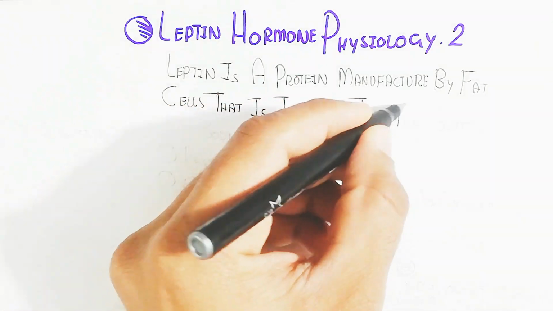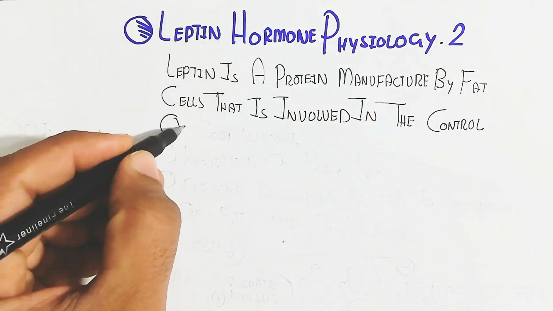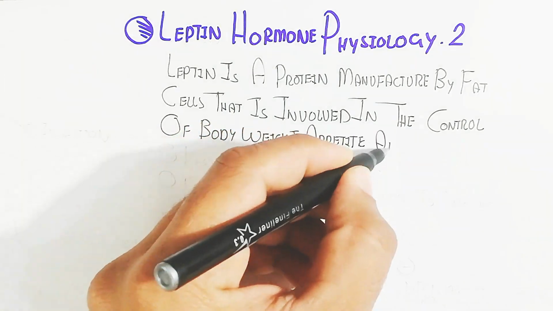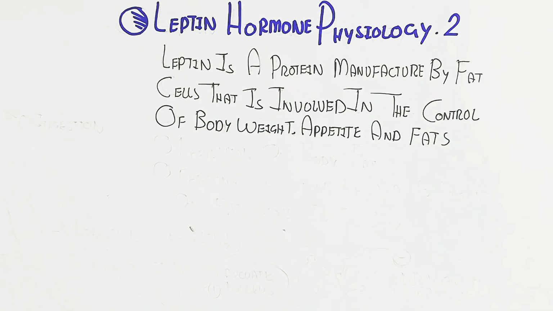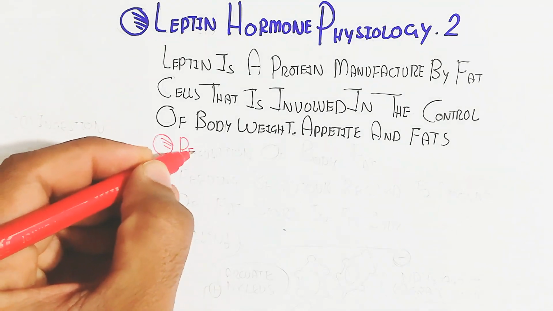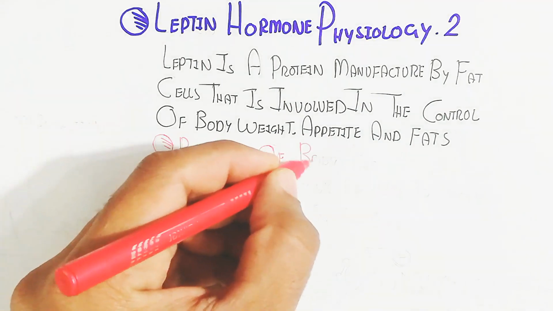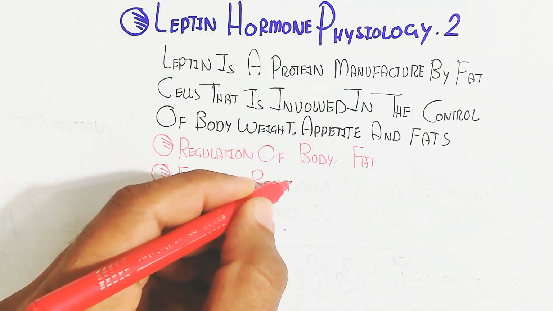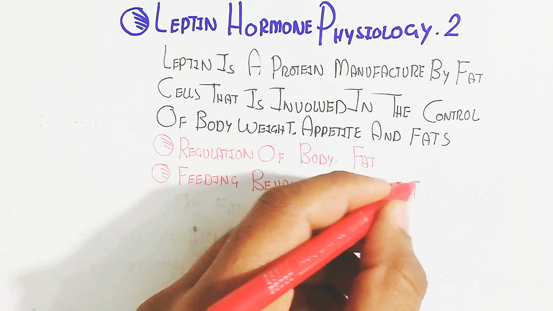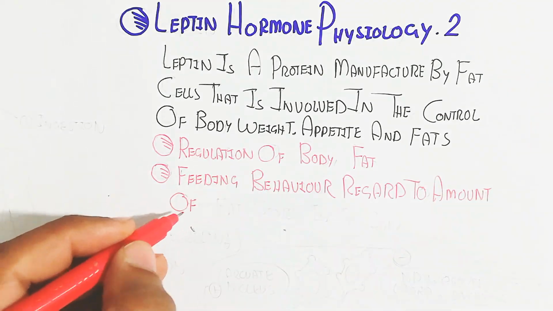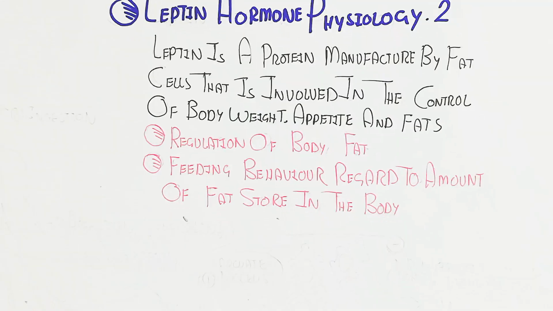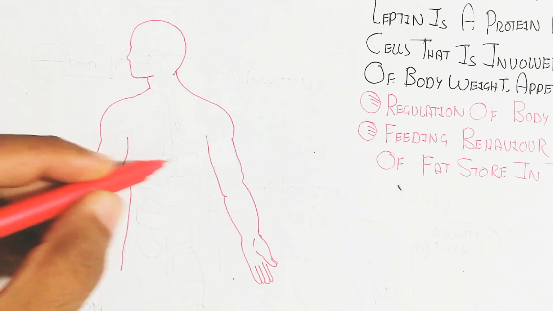So, leptin is a protein manufactured by fat cells that is involved in the control of body weight and appetite, as well as the adipose tissue, like fat. The regulation of body fat and feeding behavior is with regard to the amount of fat stored in the body. The fat stored in the body will be regulated, and obesity prevented. How is it possible? Let's begin to understand.